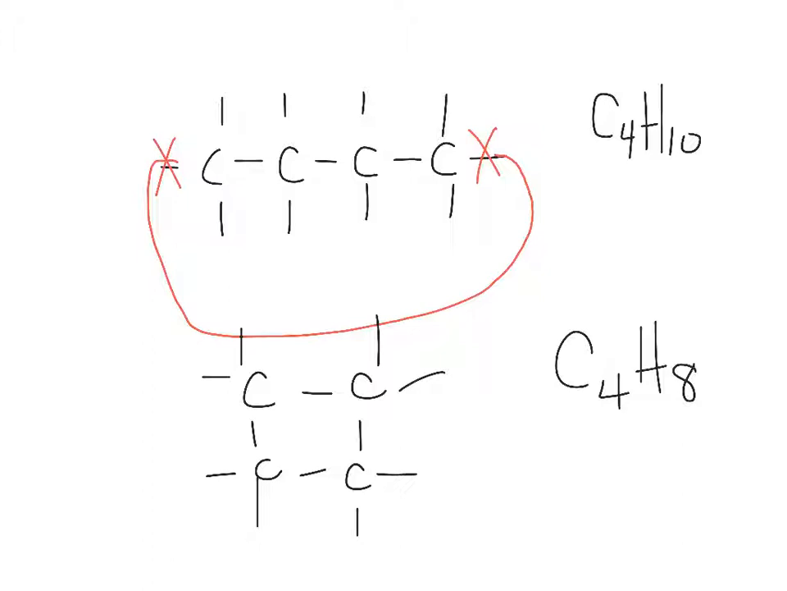So, the question said general formula for a saturated cyclic compound, because I didn't want you to put in a double bond, because that becomes different from this. So, the general formula then is CnH2n, which happens to be the same as alkenes.